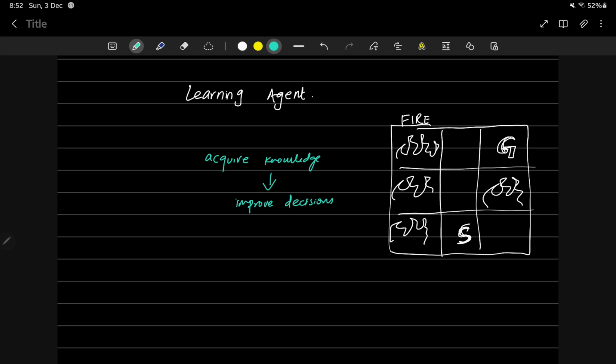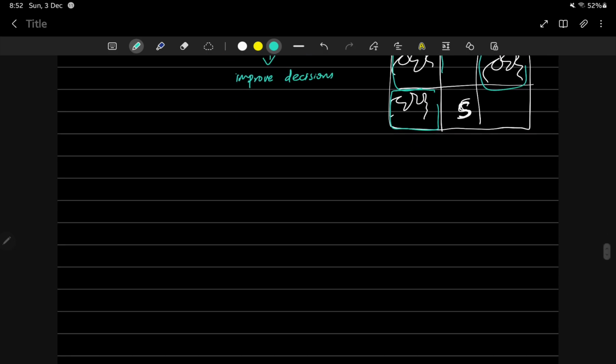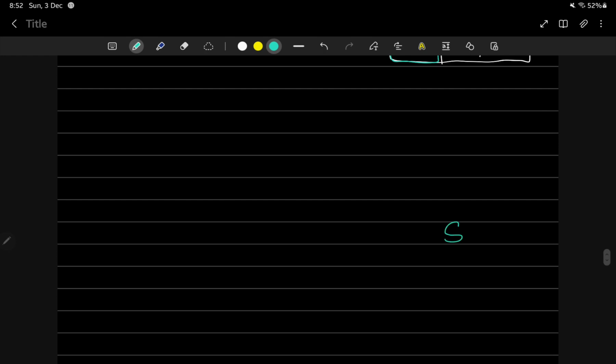Now it doesn't know anything. It doesn't know that fire is here. It doesn't know fire is here, right? And it doesn't know where the goal is. It doesn't know that. You can think about it. It is just here. That's it. That's what it knows, that I am currently here.